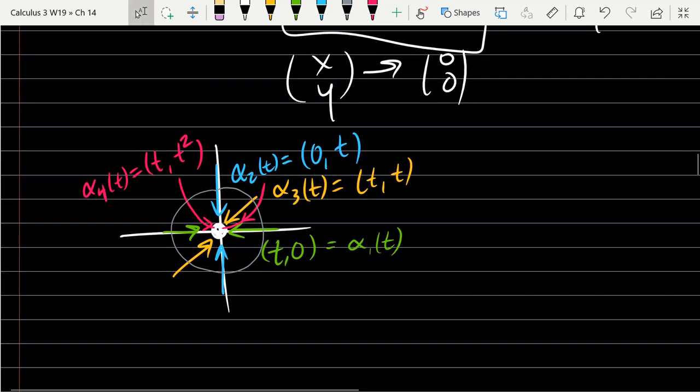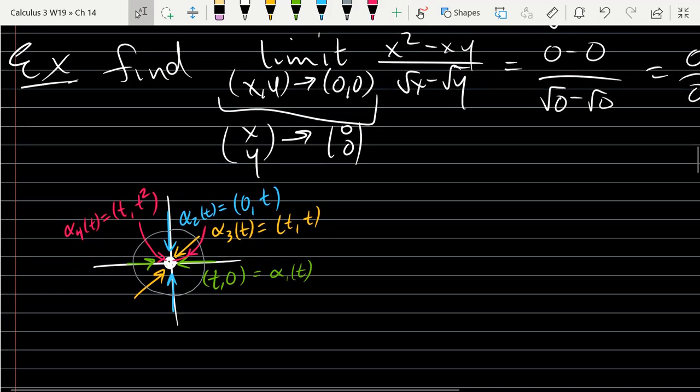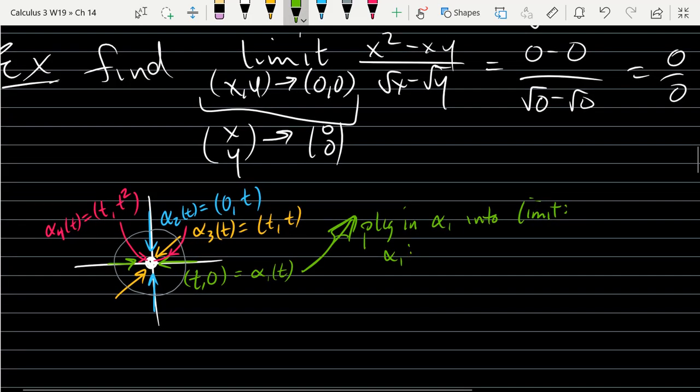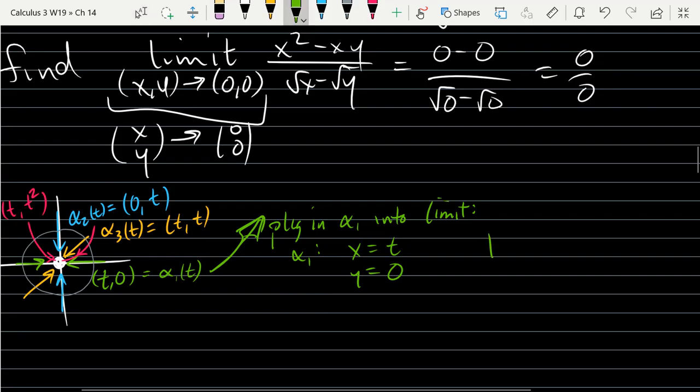So let's take these paths. I'll just do alpha 1, and I'm going to plug alpha 1 into our limit. All right, so what's going to change? I'll just use the green marker here. Plug alpha 1 into the limit. In alpha 1, we have x equal t, y equal 0. So that's what alpha 1 does. X is t, y is 0. That's all you need to know. So we have the limit, I'll write the original limit in white, and then right below it, I'll write the new limit.